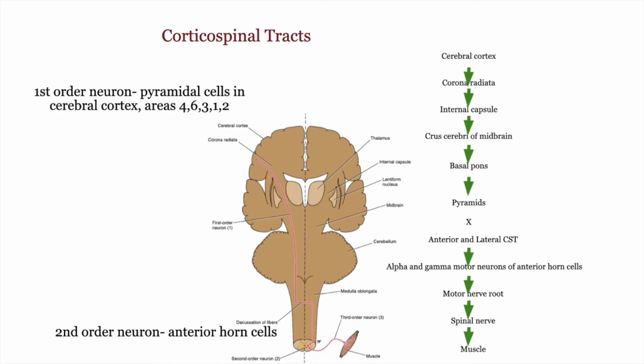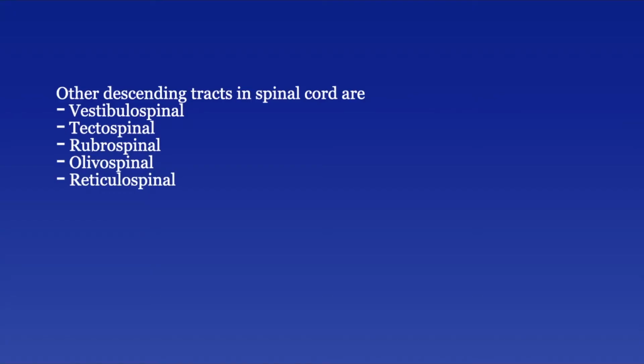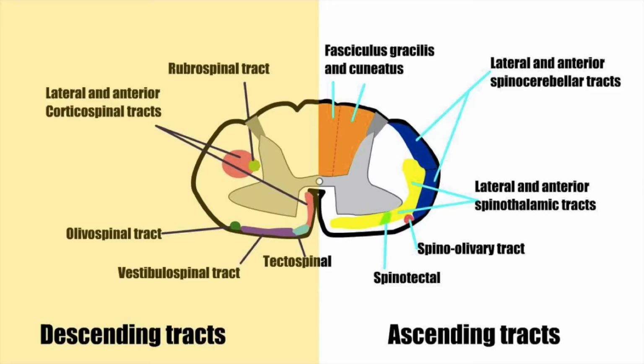They finally cross over, and they reach the alpha and gamma motor neurons of the anterior horn cells of the spinal cord. From there, the fibers go to the motor nerve roots, from there to the spinal nerve, and from there to the muscle. Other descending tracts in the spinal cord are vestibulospinal, tectospinal, rubrospinal, olivospinal, and reticulospinal tracts.